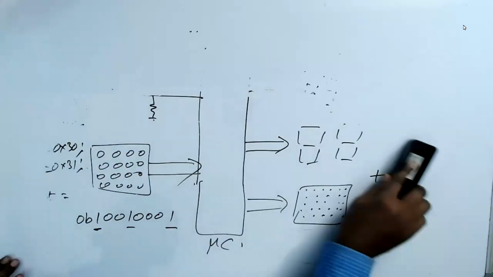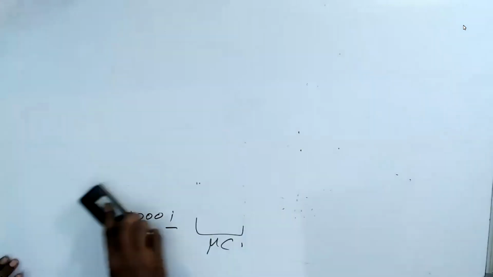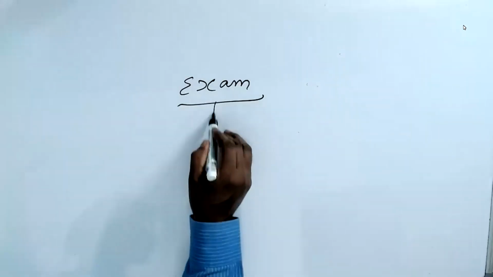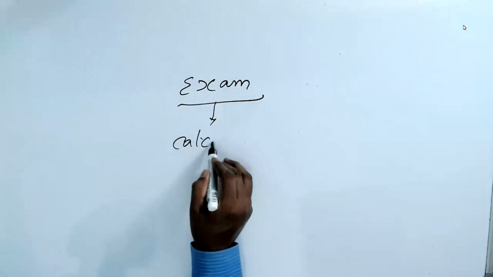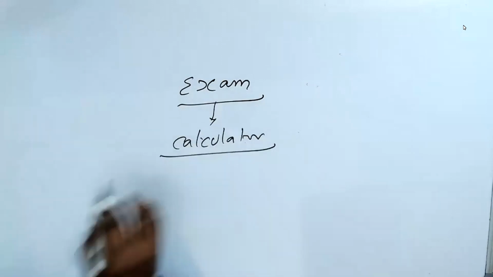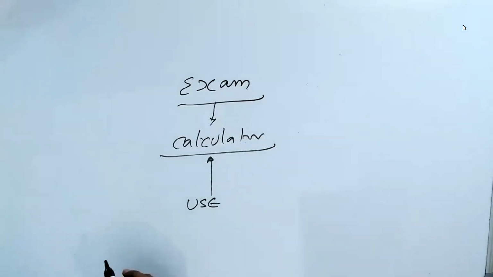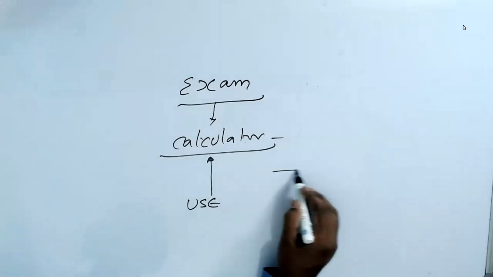Okay, so we understand how to use the calculator. That's very important. The person who uses the calculator effectively scores more marks if they allow you to use the calculator in the exam hall. Think about it. In the exam hall, if they allow you to use the calculator, the person who knows how to use a better calculator will score more marks.